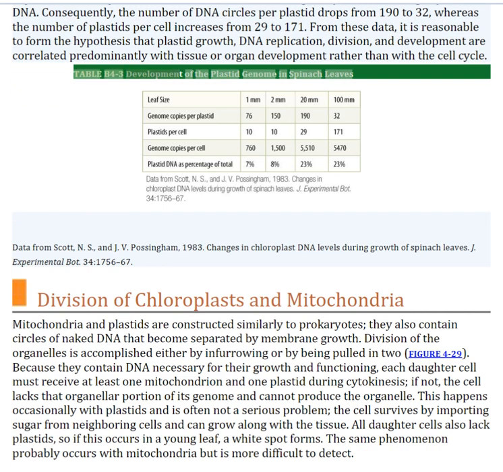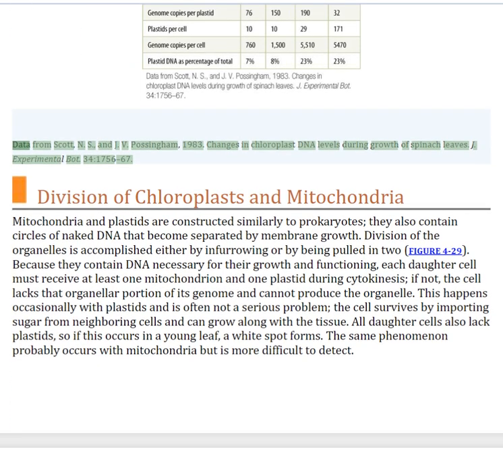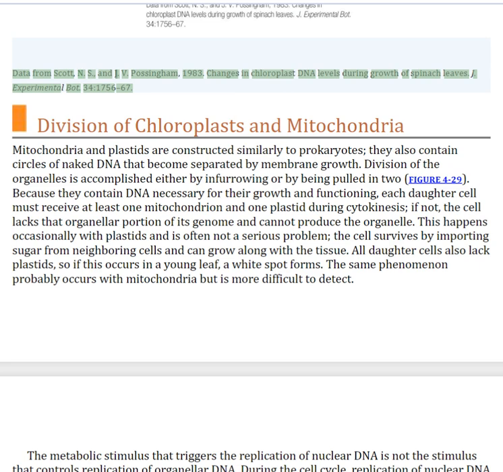Table B4.3: Development of the plastid genome in spinach leaves. Data from Scott, N.S., and J.V.